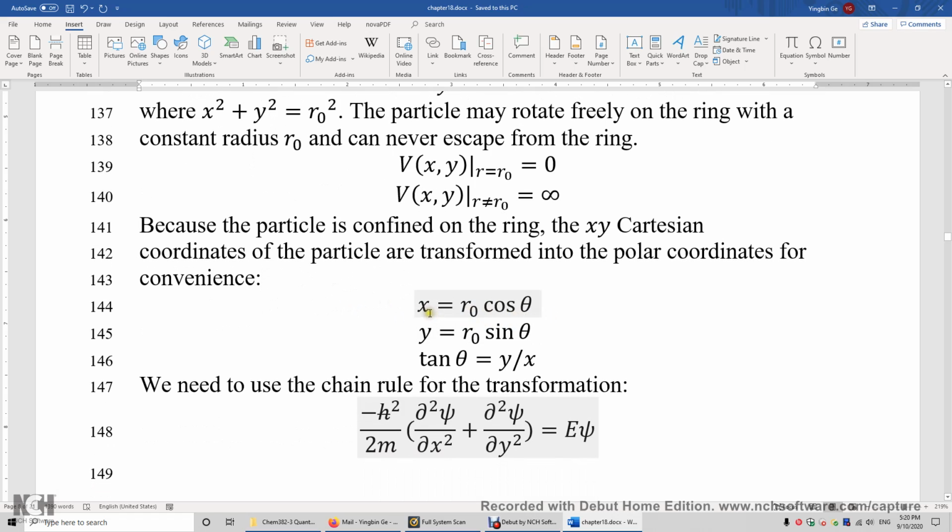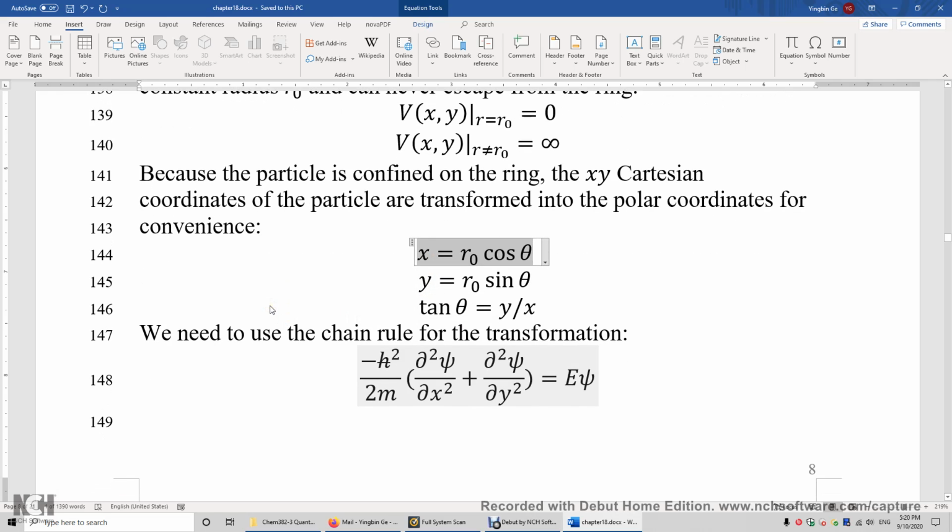in this manner. We say x is r naught times cosine theta, y is r naught times sine theta. And then we divide this equation by this equation. We get tangent theta is equal to y divided by x. Now we use the chain rule to transform this Schrodinger equation in the xy coordinates to theta.